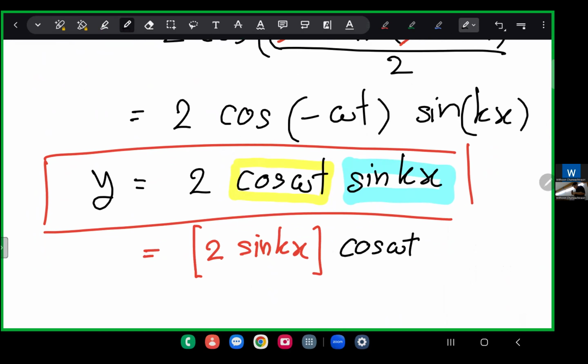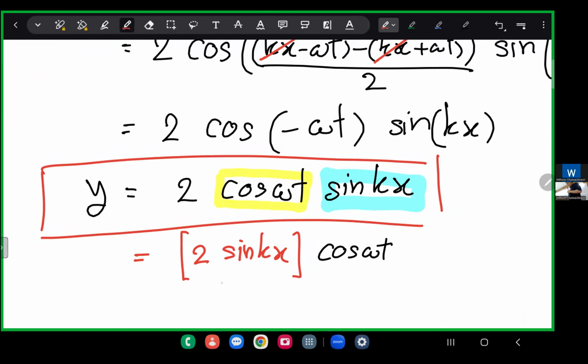Yeah. Better, right? And you can already interpret whatever goes on in the front. That is your amplitude. So what does this mean? It means the amplitude depends on x. See that?